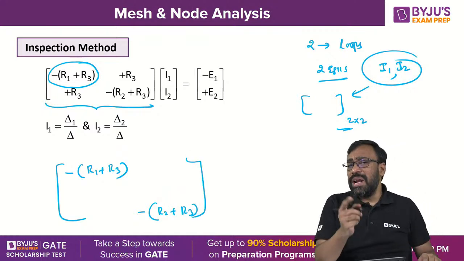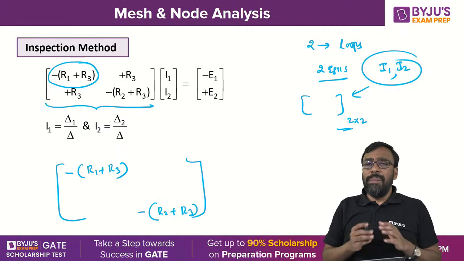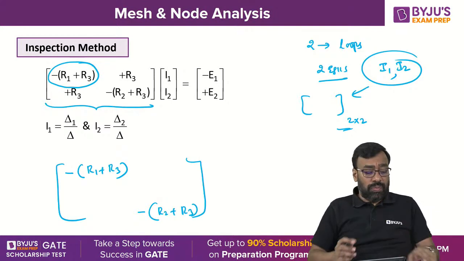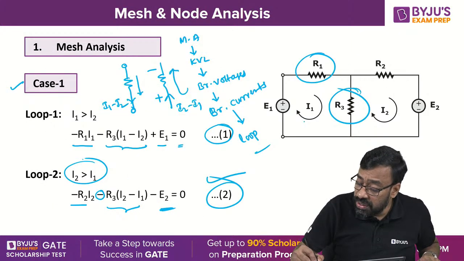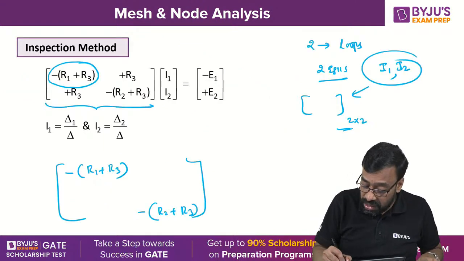Okay, then the 1 2 element. What is the 1 2 element? The common element between the first loop and second loop. What is the common element between the first and second loop? It is R3. Okay, therefore R3.